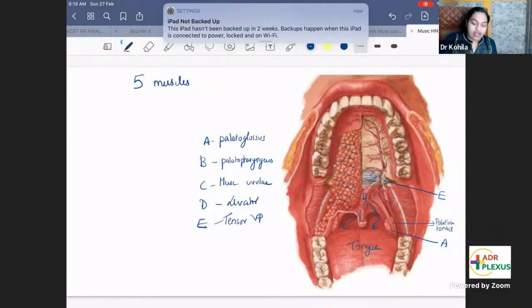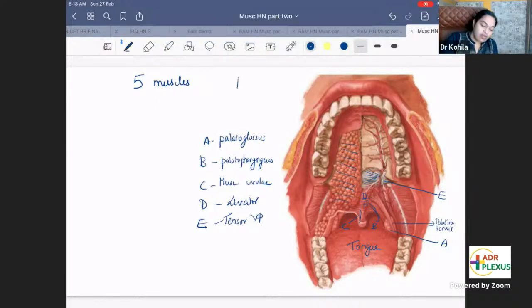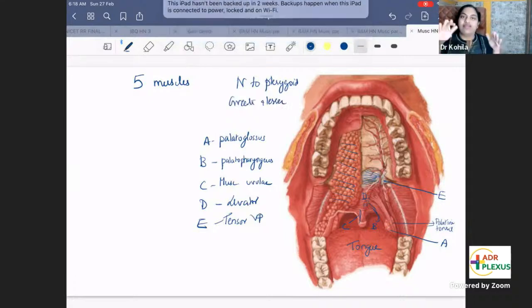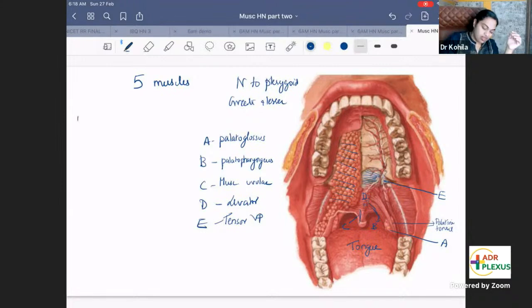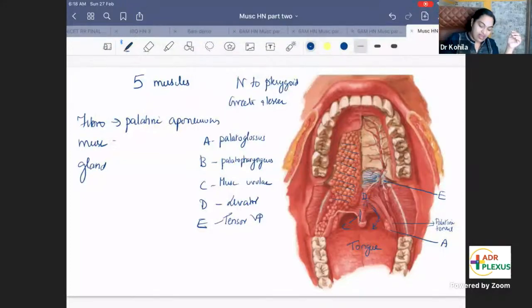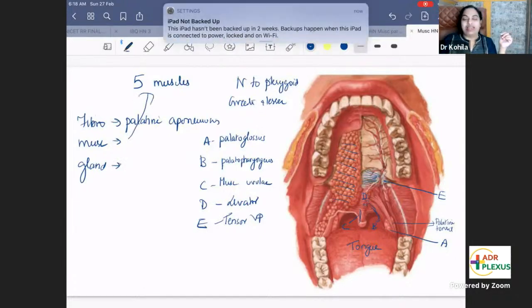The preganglionic secretomotor fibers come from the nerve to pterygoid canal. The postganglionic fibers are via the greater and lesser palatine nerves. The soft palate itself, we call it a fibromuscular glandular structure. Fibro, you mean the palatine aponeurosis, which is nothing but the expanded tendon of tensor veli palatini. Muscles, the 5 muscles that you see here. Glands are all these palatine glands, okay?